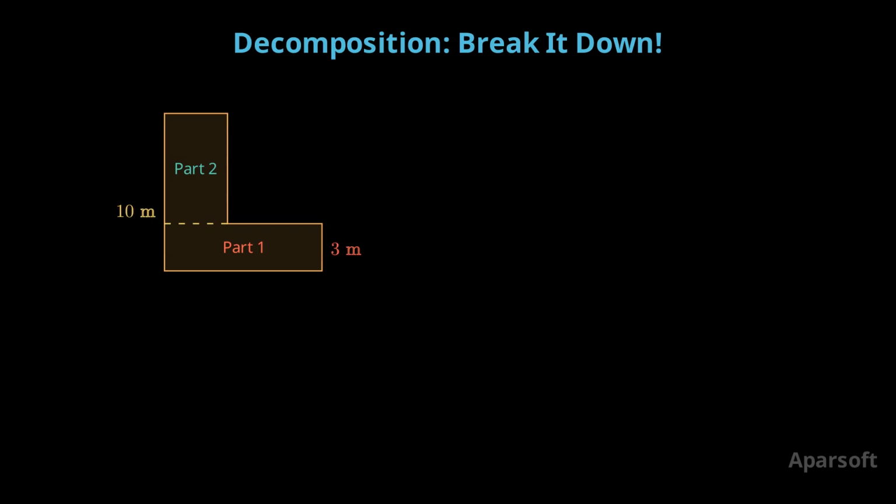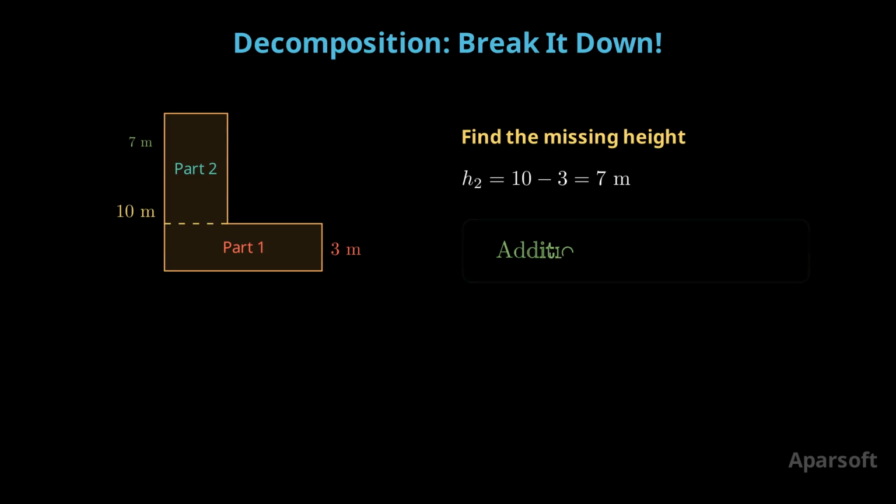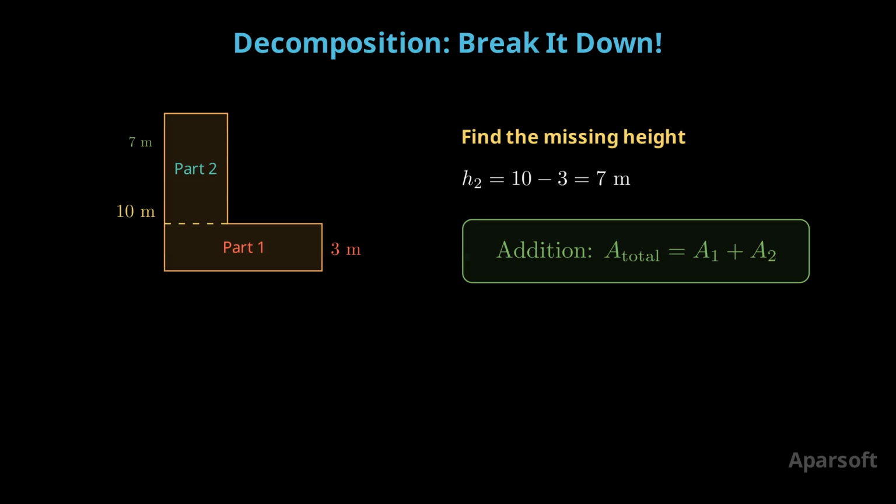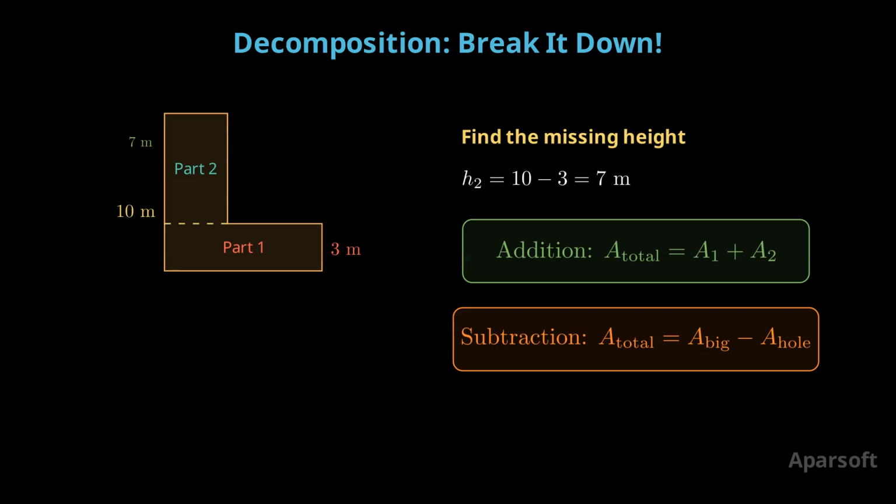Now let's say the total height of the shape is 10 meters, and part 1 is 3 meters tall. Then, what is the height of part 2? We subtract. 10 minus 3 equals 7 meters. Always use the longer side and subtract the shorter rectangle's height to find the missing piece. Once we know all the sides, we find each area and add them together. Sometimes, instead of adding, we start with a big shape and subtract a cutout piece. Two methods, same answer. You pick whichever is easier.